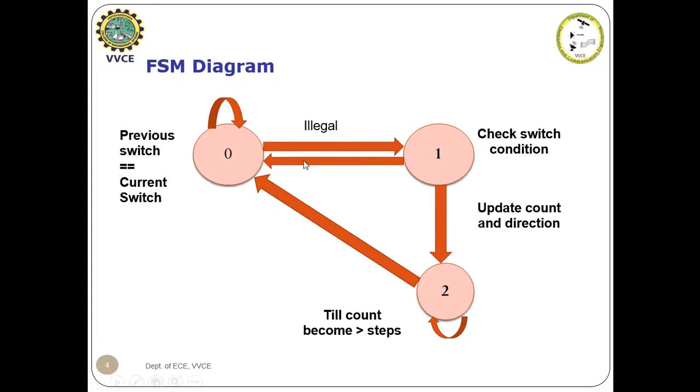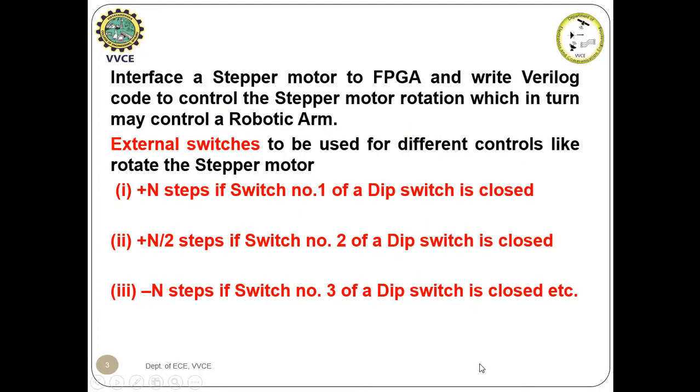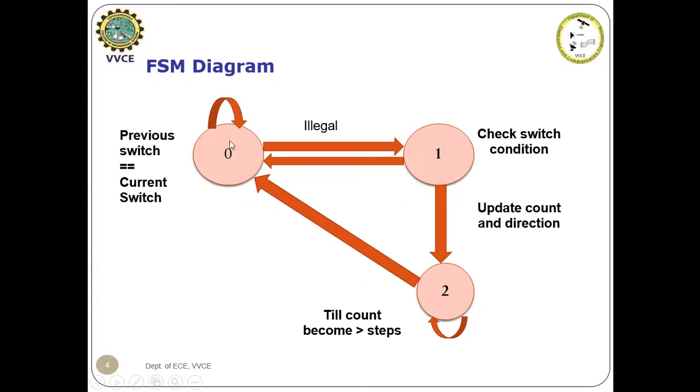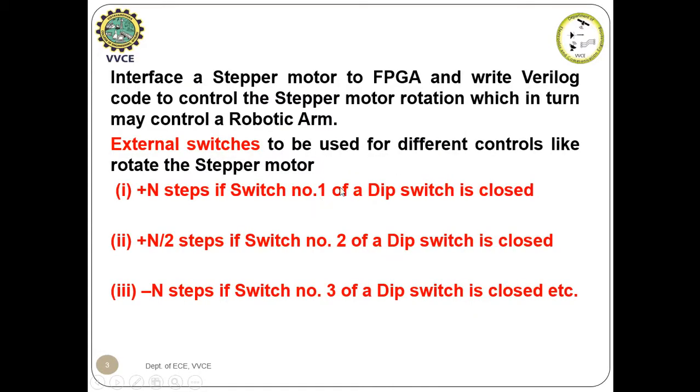I have 3 states here: state 0, state 1 and state 2. In state 0, I am checking whether the switch condition matches any of the previous conditions. If none of these conditions is matched, I am assigning the previous switch condition as the current switch. I am not performing any operation in state 0.